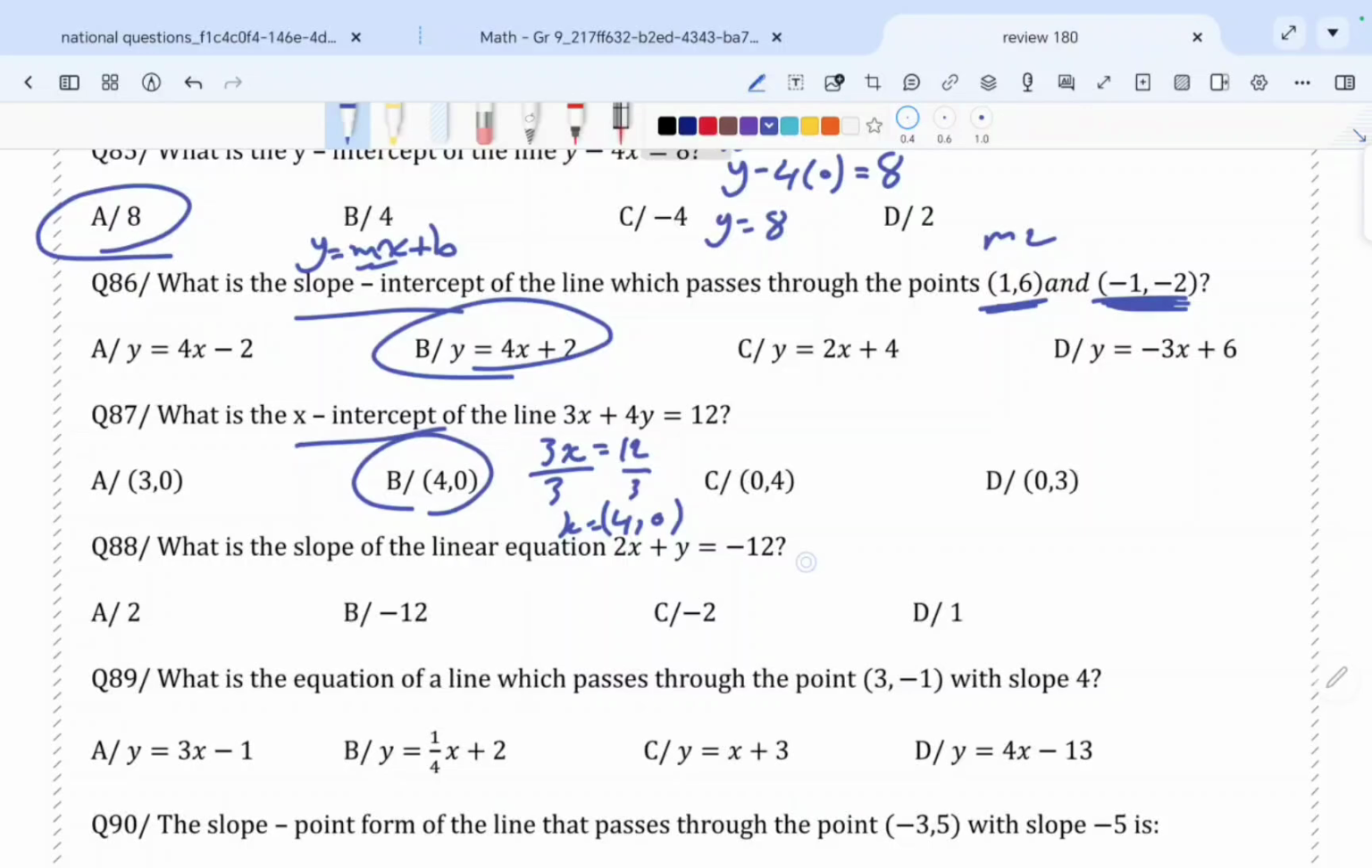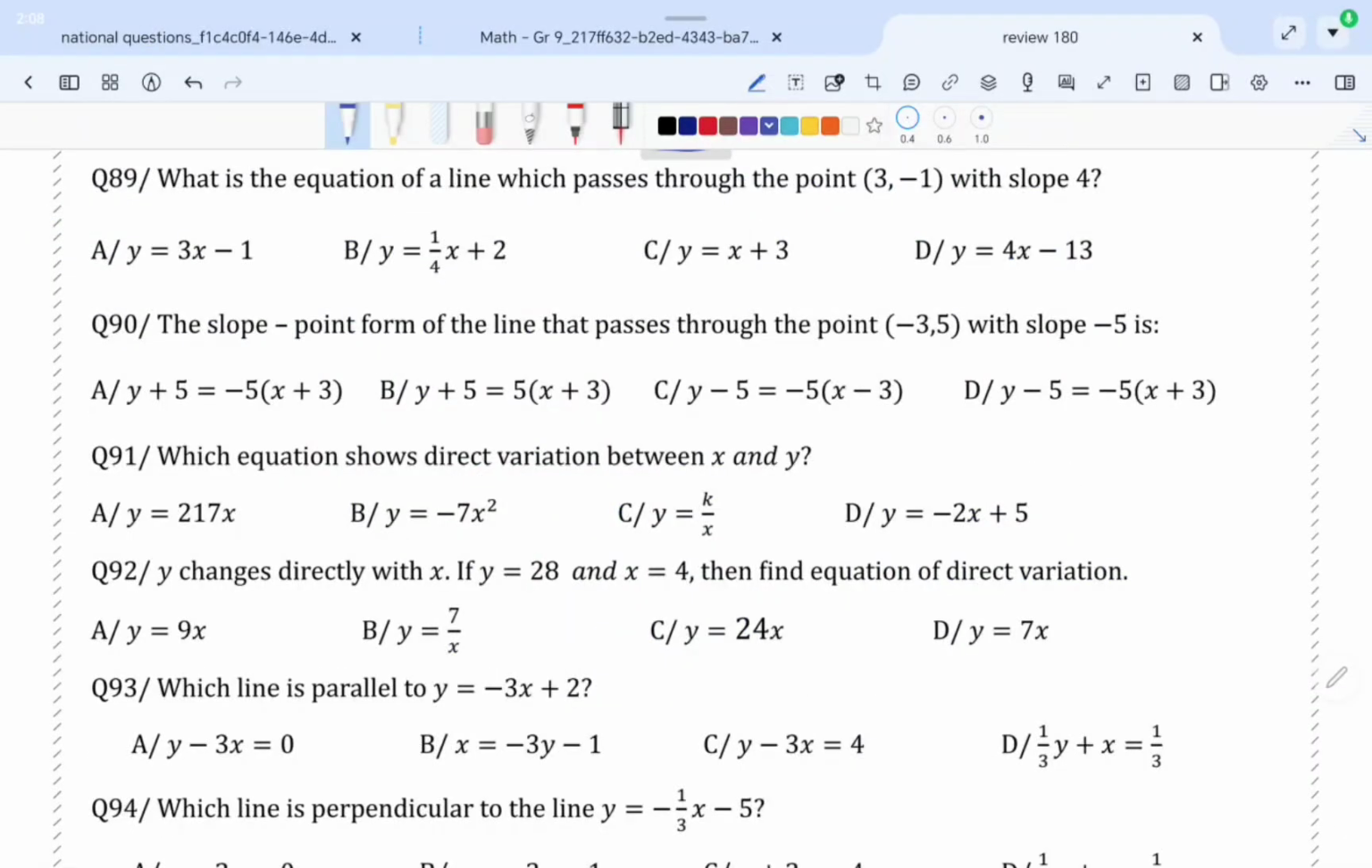Again, this one is, what's the slope of the linear equation? Question 88. The equation must be written as y equals mx plus b, so we will change it. Move 2 to the other side, it will be y equals negative 2x minus 12. The coefficient of x is m, the slope, so it's negative 2.